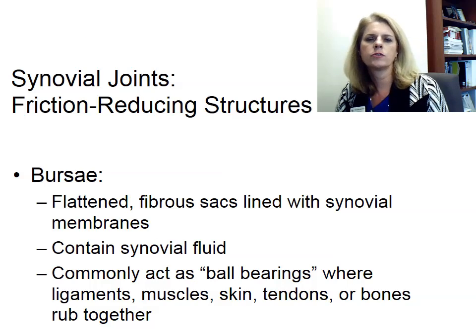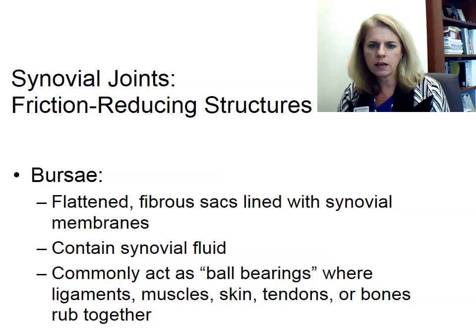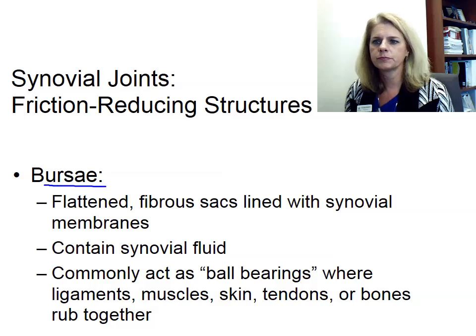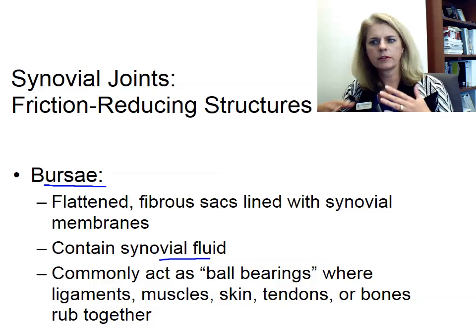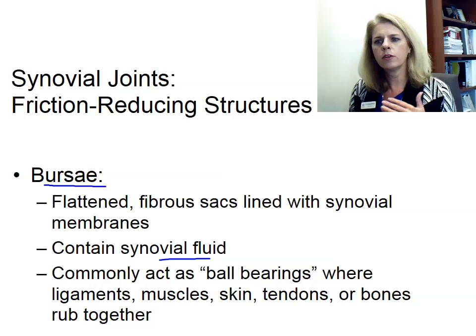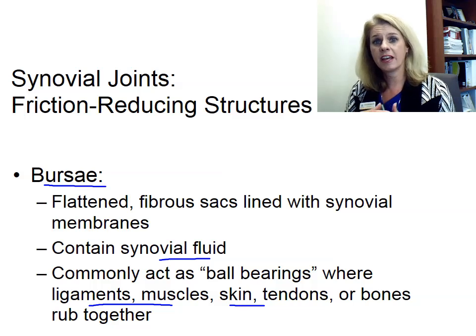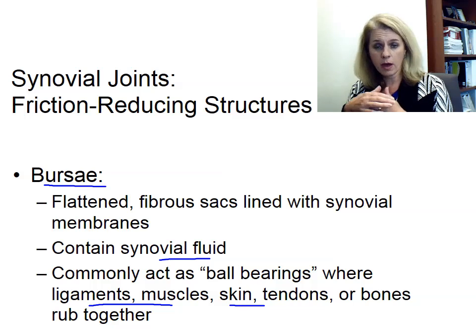All right, then one last thing I want to talk to you about with synovial joints. Associated with synovial joints, you also have some structures that help reduce friction, and these are called bursa. A bursa is a flattened fibrous sac that's lined with synovial membranes and has synovial fluid. It acts like a ball bearing. Basically, it protects the bone. Anywhere you have a ligament or a muscle or skin or tendon or bone that could rub together, your body puts a bursa there to help protect that and reduce friction.